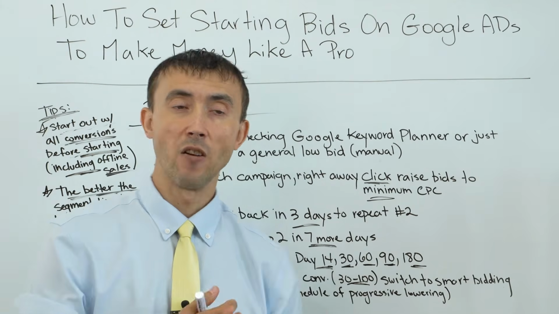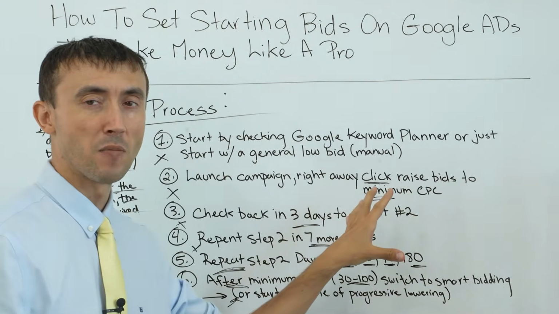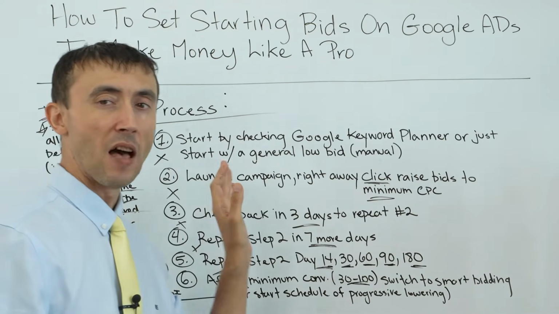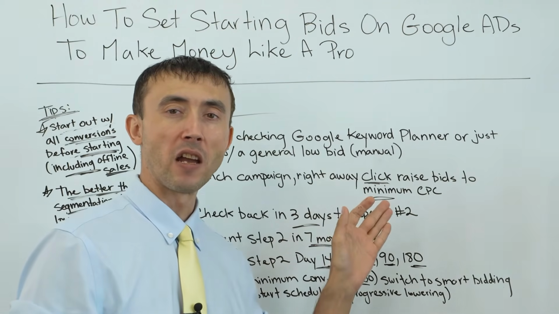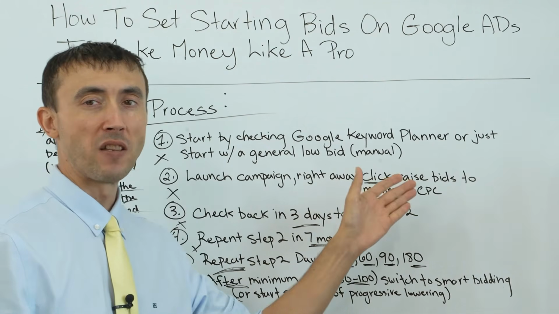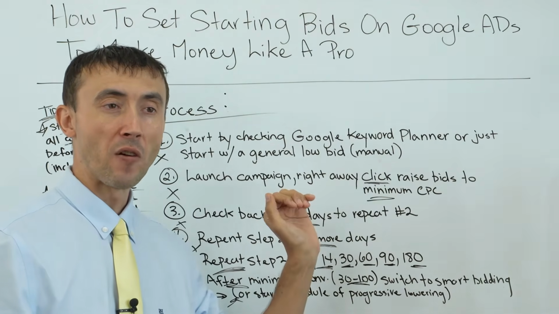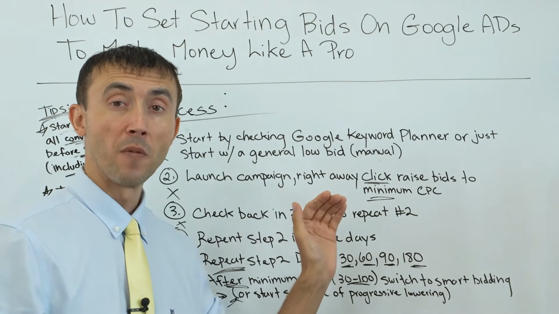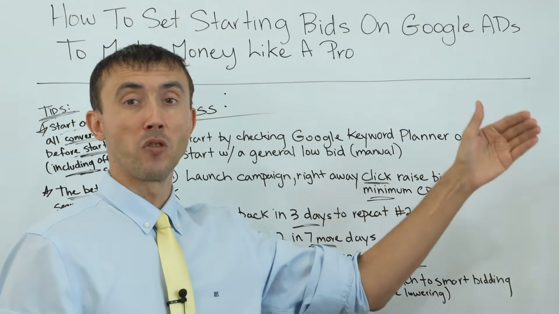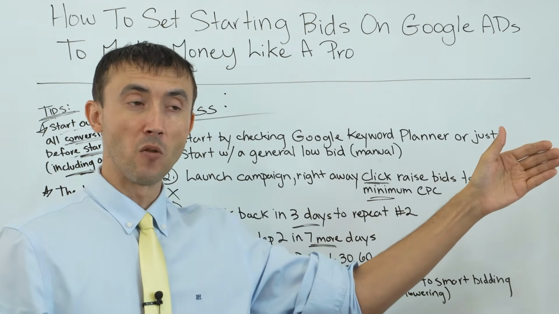With all that said, this process that I talked about here, starting out, the level of competition in your market will dictate how high your bids are going to have to go at the beginning, and whether, like I touched on before, your bids are going to have to go beyond what the Google Keyword Planner says they're going to have to be.